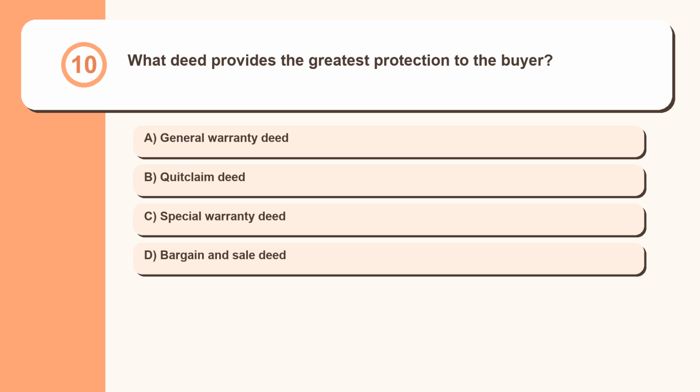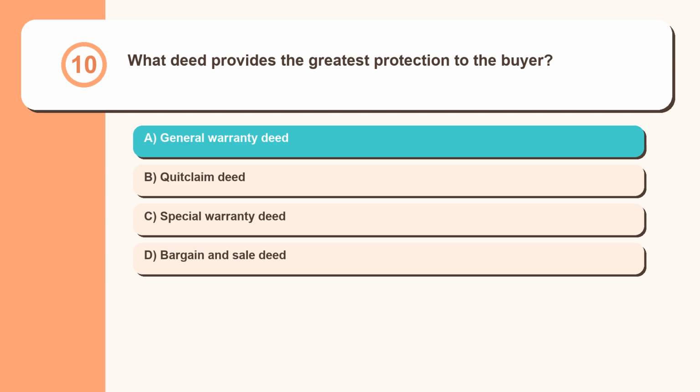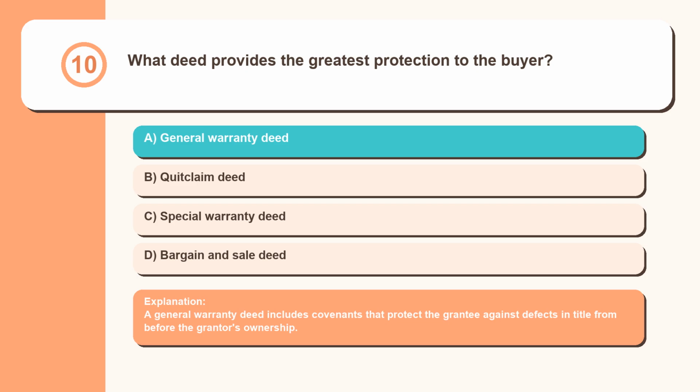Question 10. What deed provides the greatest protection to the buyer? General warranty deed, quitclaim deed, special warranty deed, bargain and sale deed. A general warranty deed includes covenants that protect the grantee against defects in title from before the grantor's ownership.